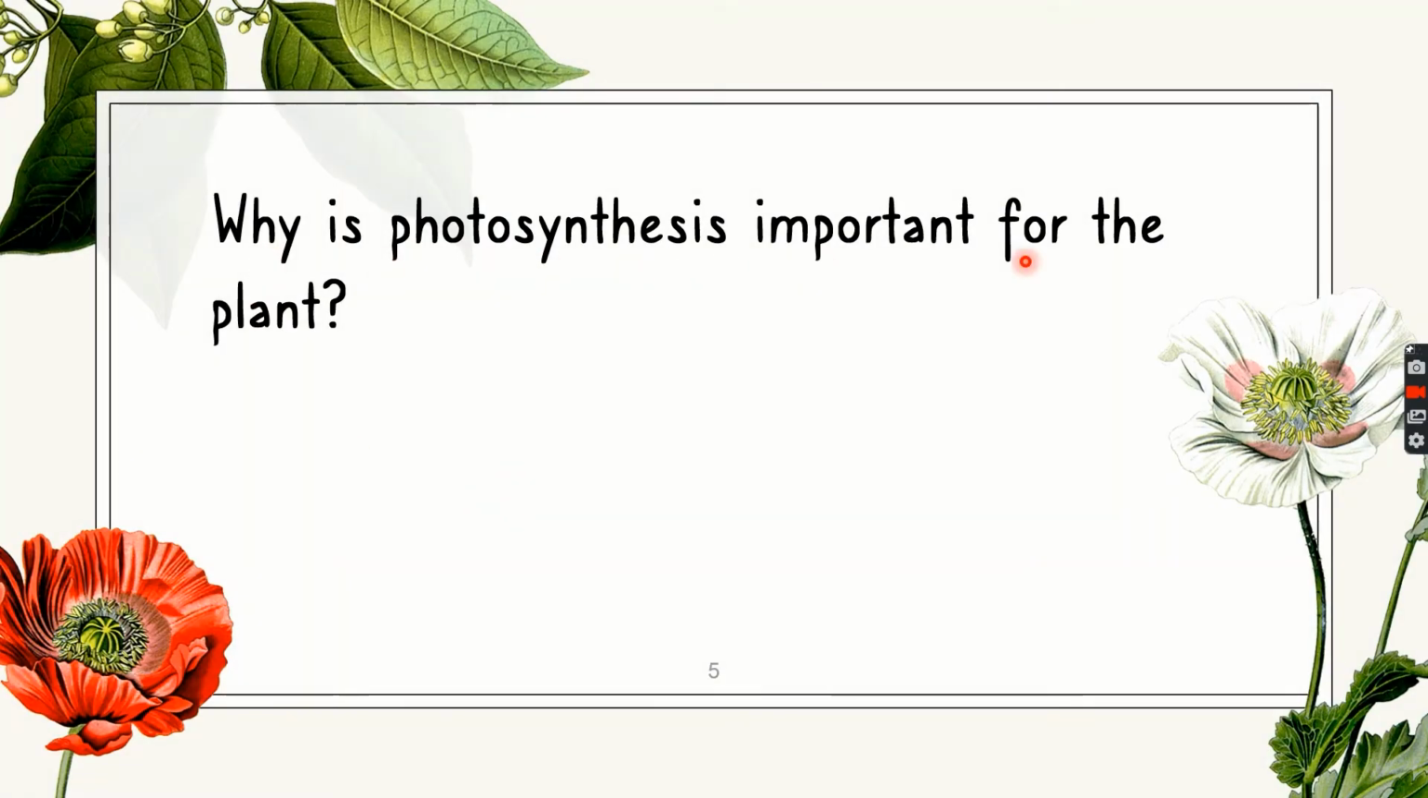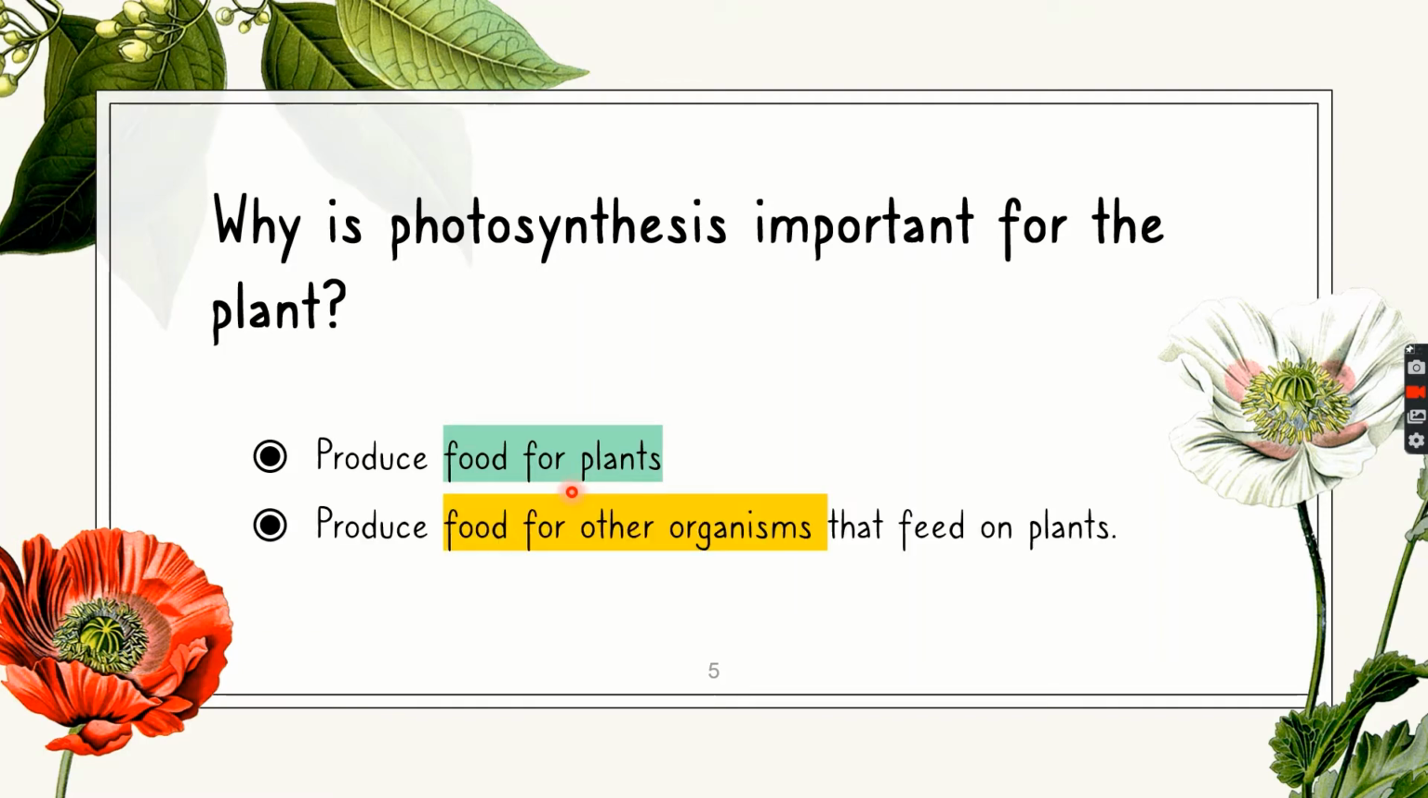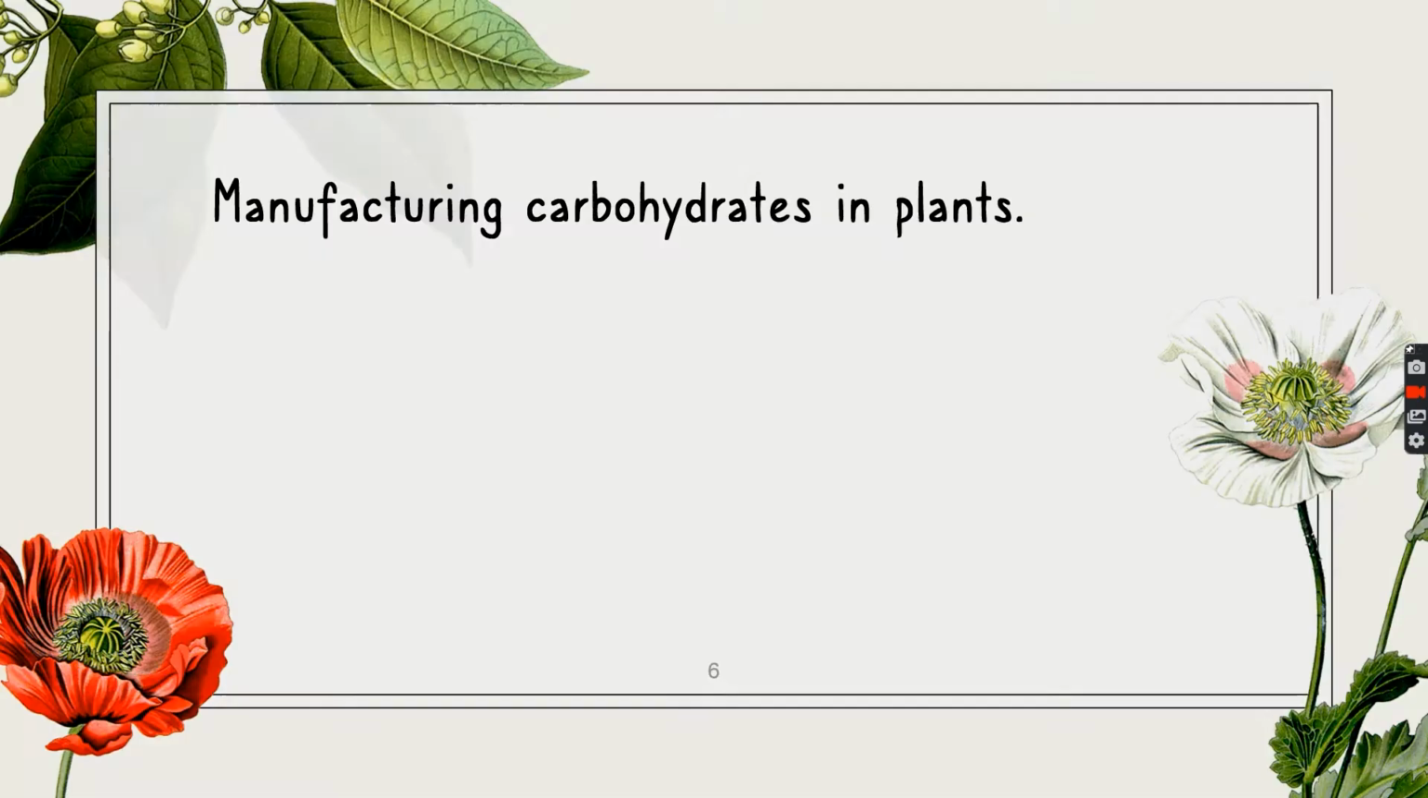Why is photosynthesis important for plants? Plants need photosynthesis, this process, to produce food for them. And also it's important for other living things, whereby this food being produced will be used for other organisms that actually feed on the plants.